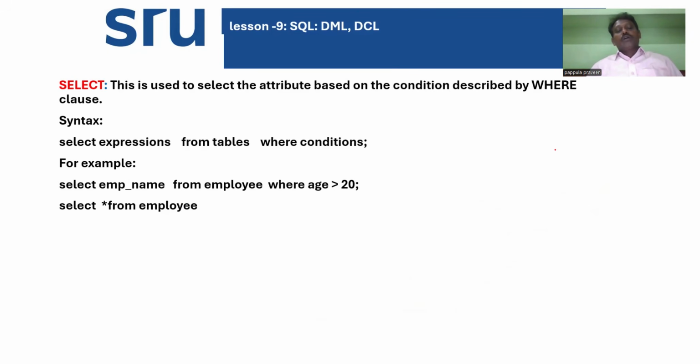Otherwise we can use the star symbol, select star from. Select employee name from employee where age greater than 20, then it will display those whose age is greater than 20 years. Now select star from employee, then it will display the whole details of the employee table. All attributes will be displayed on your screen. But in select employee underscore name, it will display only the employee name. This is about the select command. The select command is used for retrieving the data from the tables.